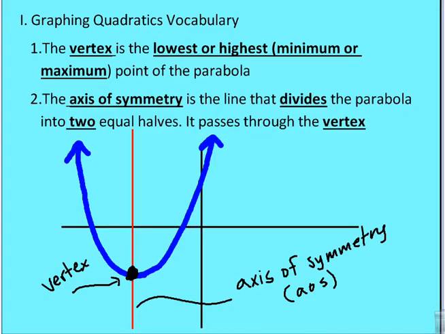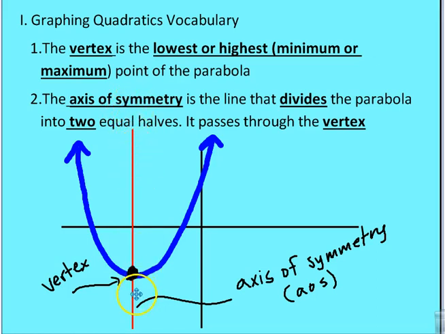All right, so let's talk about the vertex and axis of symmetry. Just some vocabulary to get us started. The vertex is the lowest or highest point of the parabola. So if I have a parabola that faces up, then the vertex is going to be the lowest point, which means there are no values for y that are going to be less than the value here at the vertex. If it faces down, then it's the highest point, meaning there are no greater values for y after the vertex point.